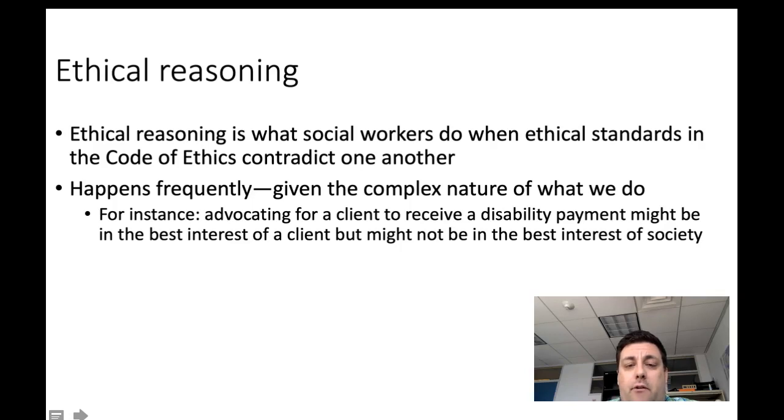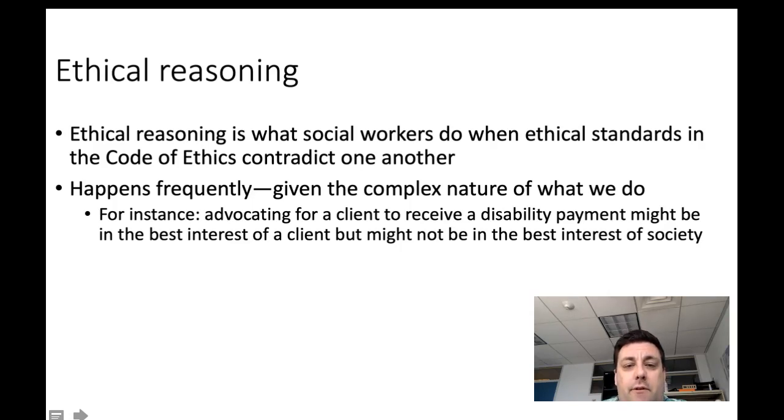We have ethical responsibilities to clients, but we also have ethical responsibilities to society as a whole. And so a very basic ethical dilemma might be a time when we're advocating for a client to receive a disability payment, which might be in his or her best interest, but it might not be in the best interest of society, because it's society who's arguably on the hook for the cost of that payment. And so in that case, what do we do? We have to turn to the code of ethics to understand that.